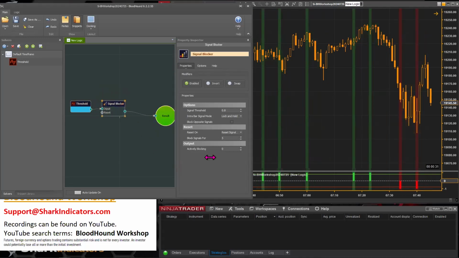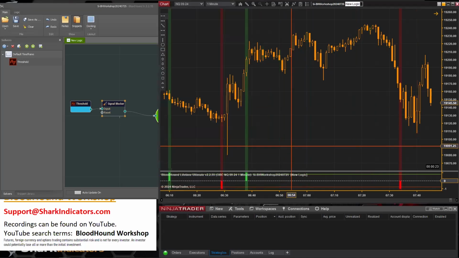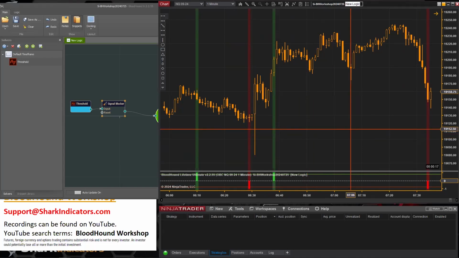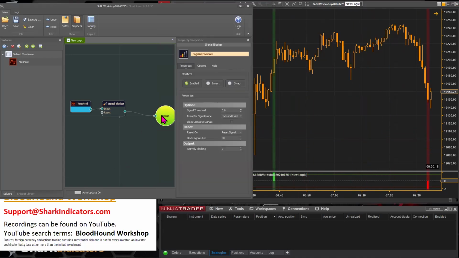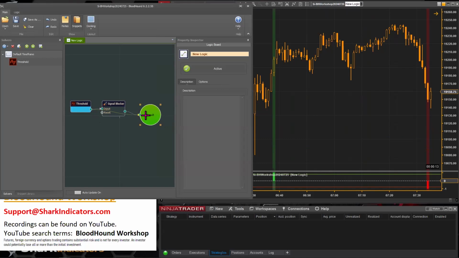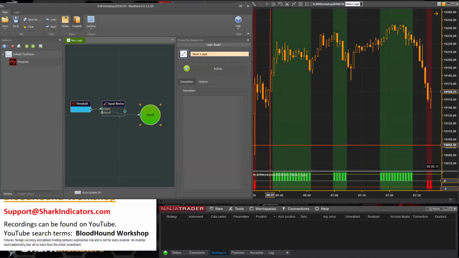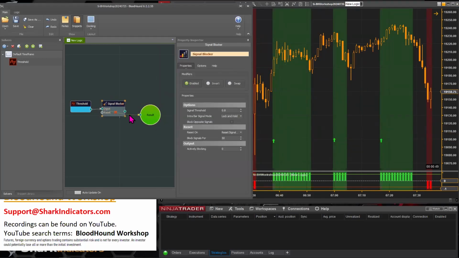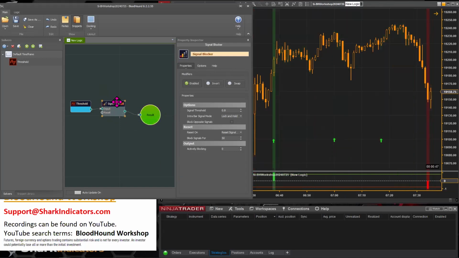Put that in. And, let's see, I guess I probably only need to block for 50 bars. Right, and there we go. So now we get only one long signal, and all the other long signals disappeared on us. Right, so there we go. Let me mark this. All right, and connect the signal blocker up there.